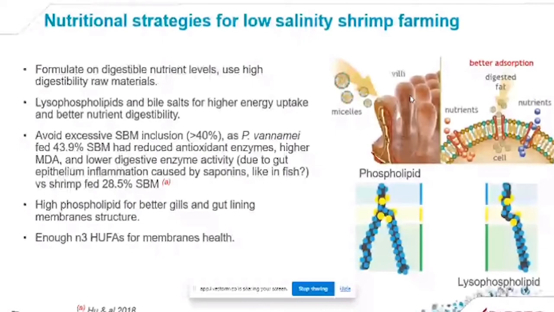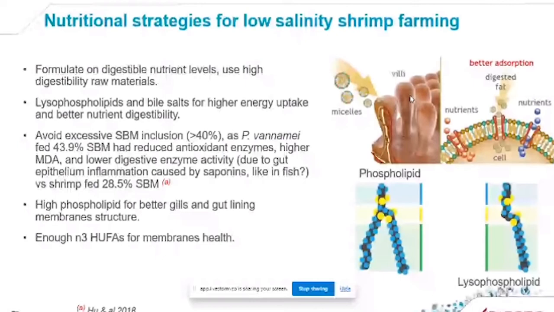making sure you use high digestibility raw material. Remember, the gut may be weakened by this osmoregulation stress. So if you use a highly digestible raw material, it's easier to digest. Similarly, using lysophospholipid and bile salts, which are emulsifiers, helps improve the uptake of energy and improve the nutrient digestibility.